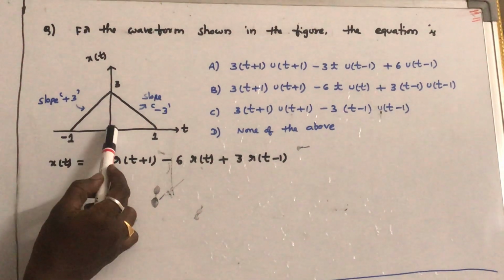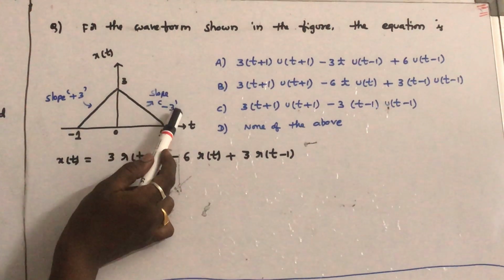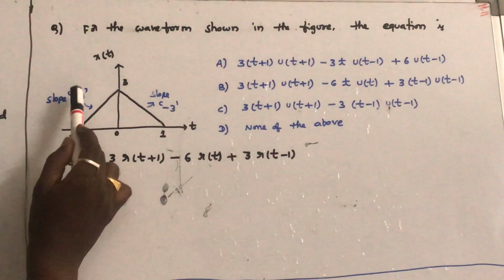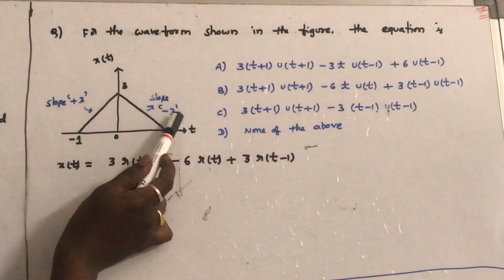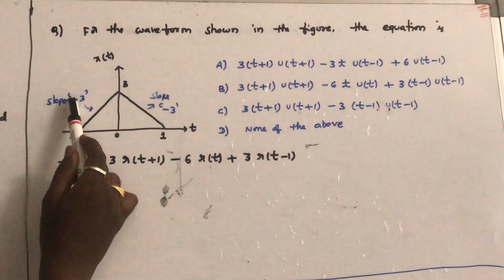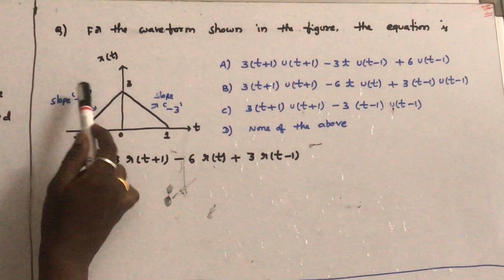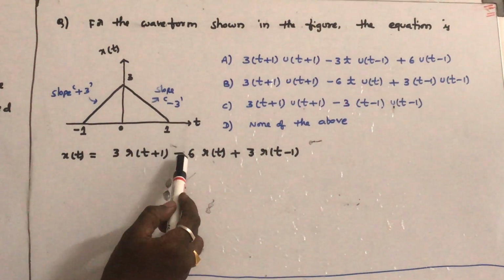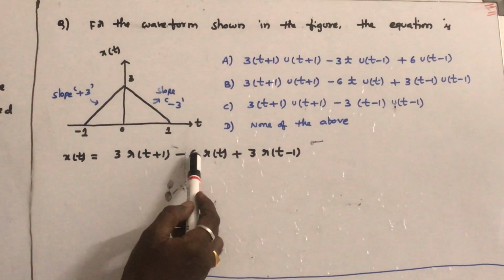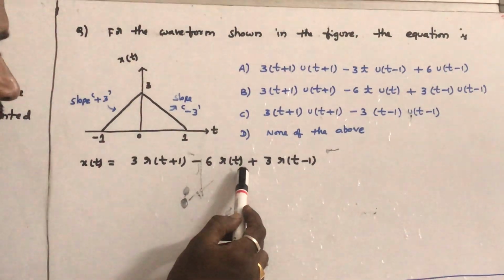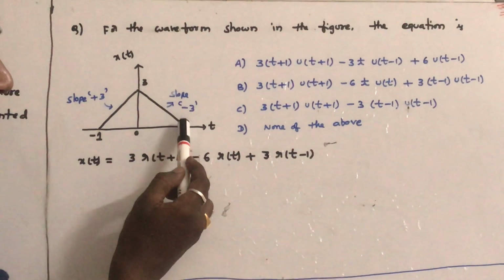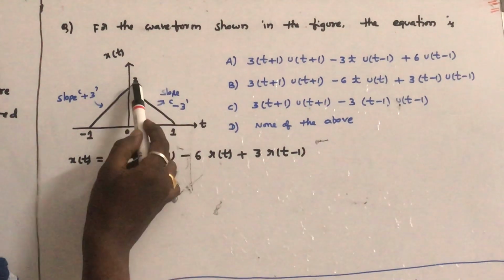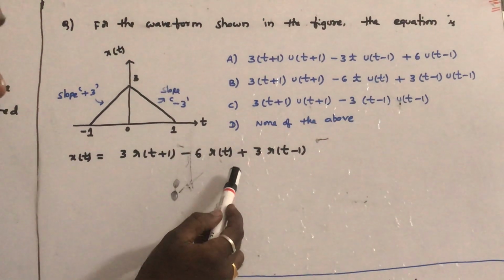From t is equal to 0 onward, the slope is changing to minus 3. So from 3 to minus 3, we have to add a ramp of slope minus 6. That means 3 minus 6 will become minus 3. Therefore at t is equal to 0, we add a ramp with the slope of minus 6. At t is equal to 1, the ramp is going with a slope of minus 3.